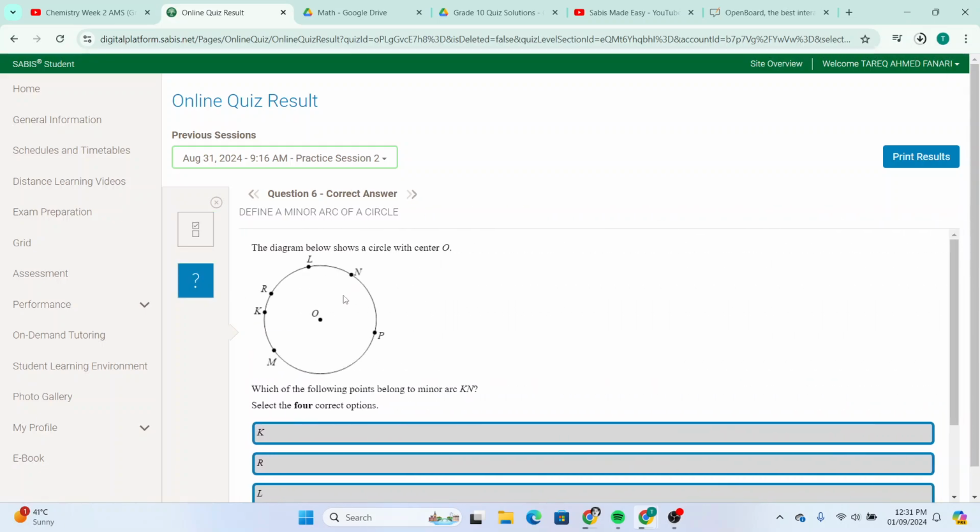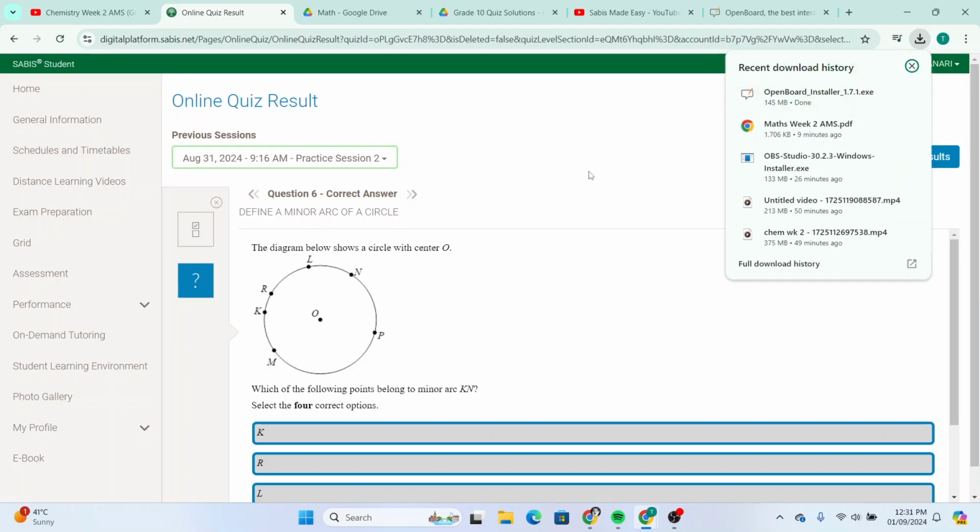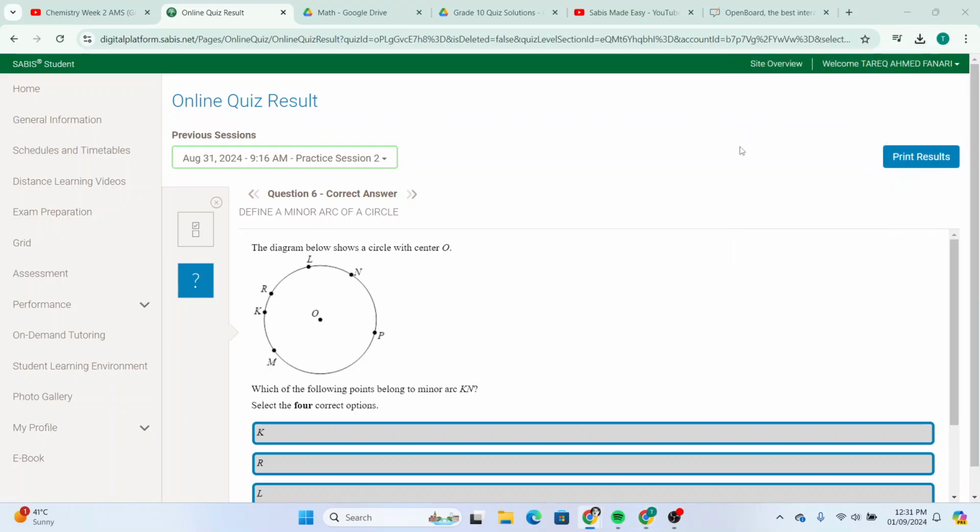Which of the following points belong to minor arc KN? Select the 4 options. Minor arc KN is this arc, KN. Now they're talking about the minor arc, not the major arc. Why is it important to define an arc to be major or minor?